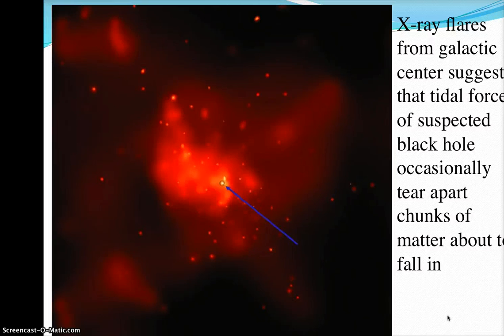As gases are being pulled into this black hole, sometimes you see flares in the X-ray region of the spectrum, which is also a signal of the black hole.